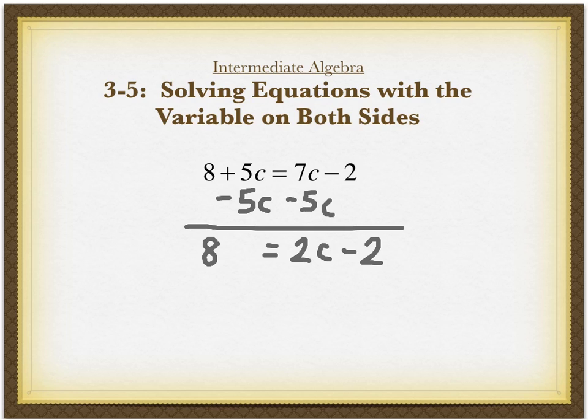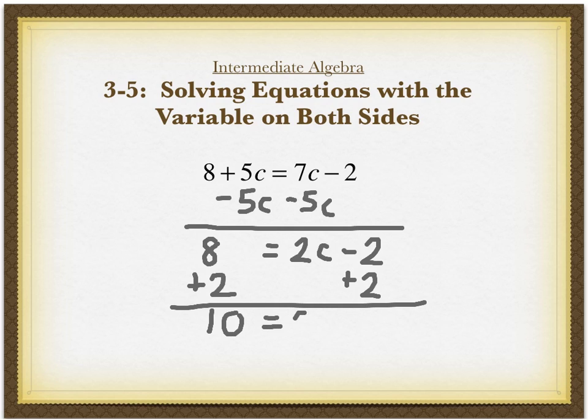Now I need to get all my numbers, or my constants, on the left. So I think you can see now that I'm going to add 2 to each side like this. And so then I'm going to have 8 plus 2 is 10, equals 2c, and now we're down to a single step equation, so I'm going to divide both sides by 2, and sure enough then you see that I'm going to have c equaling 5.